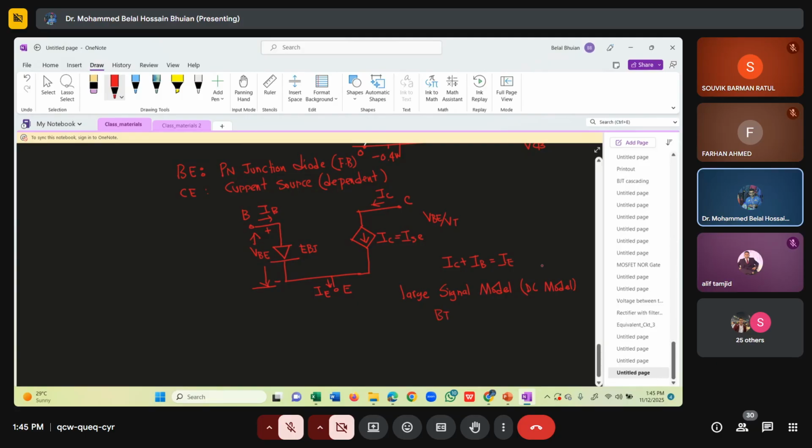That means the behavior of the BJT in the active region can be represented simply this way: between base and emitter, a PN junction diode, and between collector and emitter, a dependent current source. Put them together, we get the model. Of course, you can draw the same model for PNP.